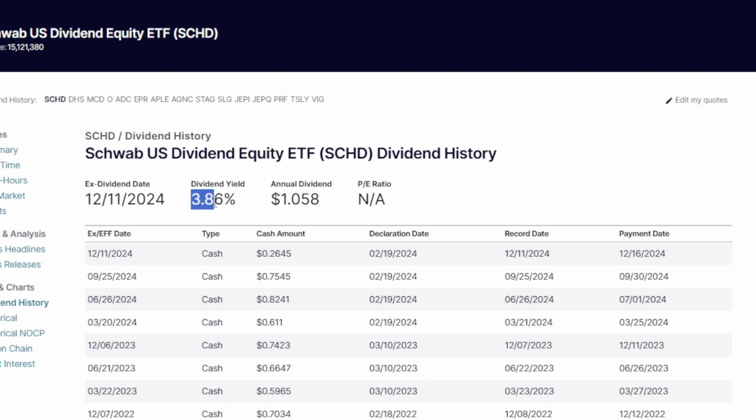SCHD has a current dividend yield of 3.86%, annual dividend payout of $1 and about 6 cents per share. So every quarter you'll get 26 cents, almost 26 and a half cents. And this payout was before the stock split. That's why it's 75 cents. They did a 3-to-1 split, so it went down to 26 cents because of that 3-to-1 split.